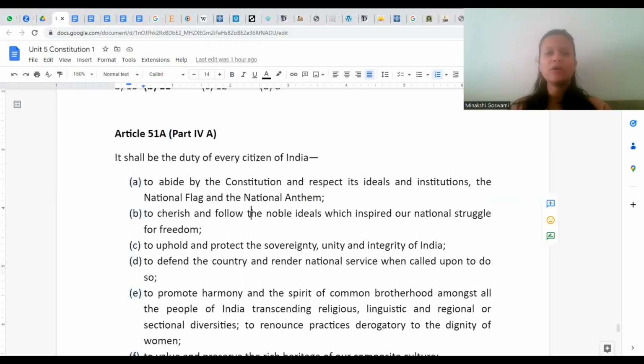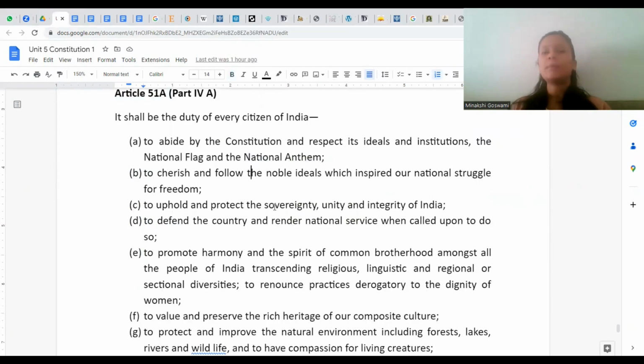Then, it's a duty on us to cherish and follow the noble ideals which inspired our national struggle for freedom, to uphold and protect the sovereignty, unity and integrity of India. It's mentioned as a fundamental duty, and we also have the fundamental rights that are guaranteed to us. Do you think those rights are absolute, or can some restrictions be there? Fundamental rights, Part 3.